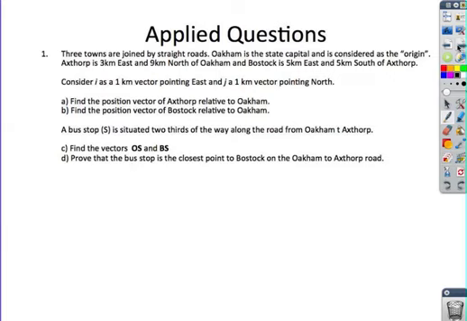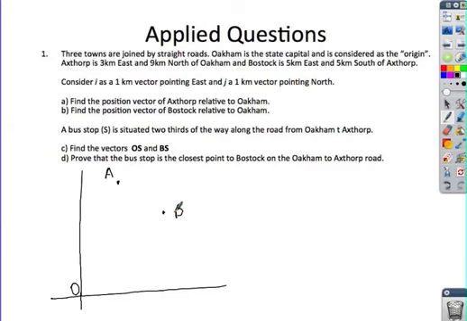What may be beneficial to do at this point too is just to draw a picture of the situation that we have. So Oakham is the origin, convenient choice of first letters. Axthorpe is 3 kilometers east and 9 kilometers north, so it might be positioned up here. And Bostock is 5 kilometers east and 5 kilometers south, so that would be a further 5 east and 5 south, so Bostock might be positioned there.